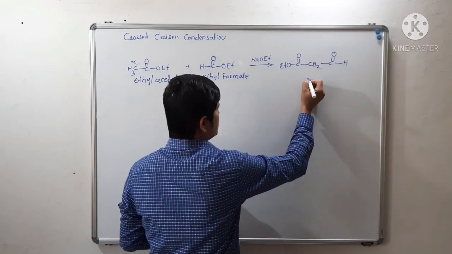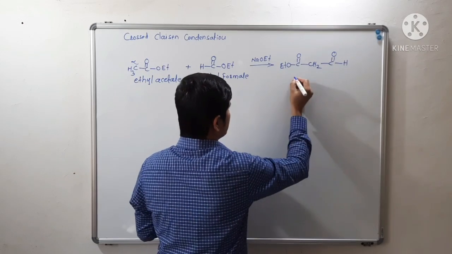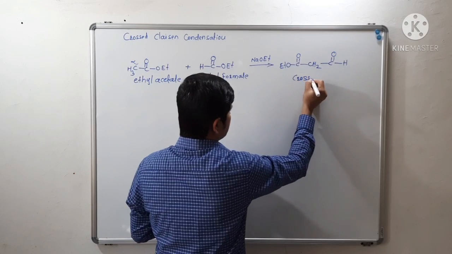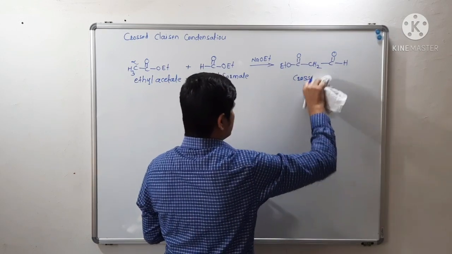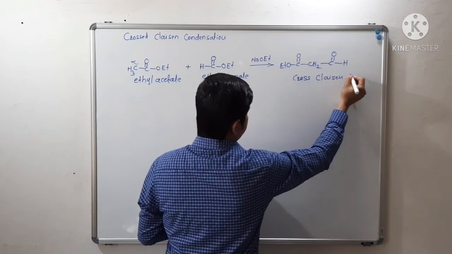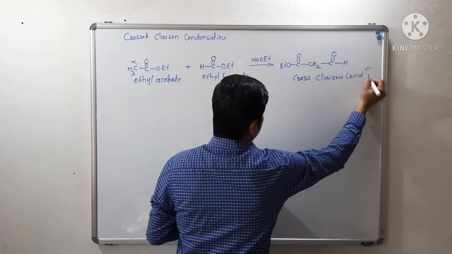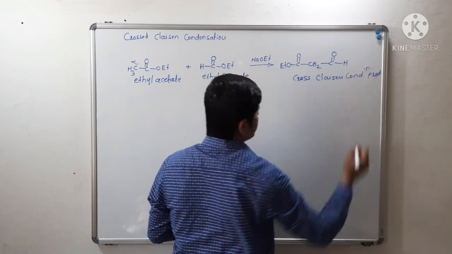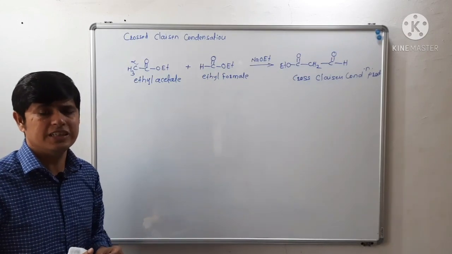Okay, so this is what? Cross Claisen condensation product, isn't it? So in this way cross Claisen condensation is carried out.